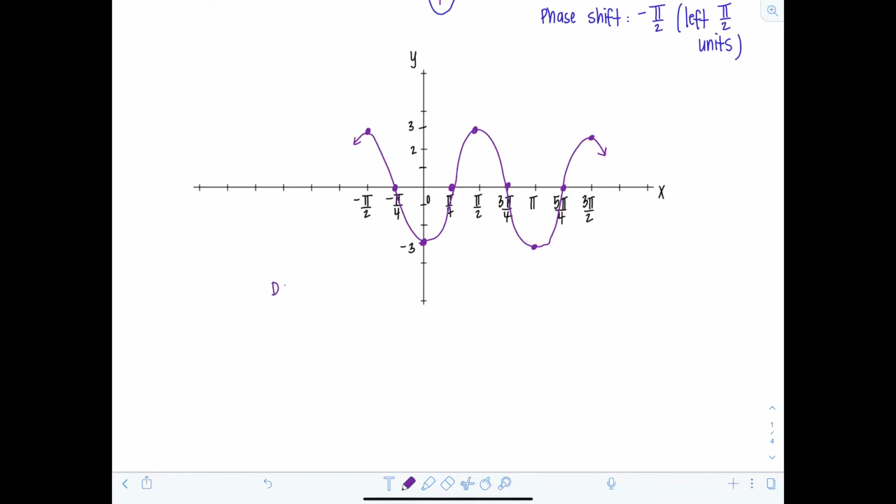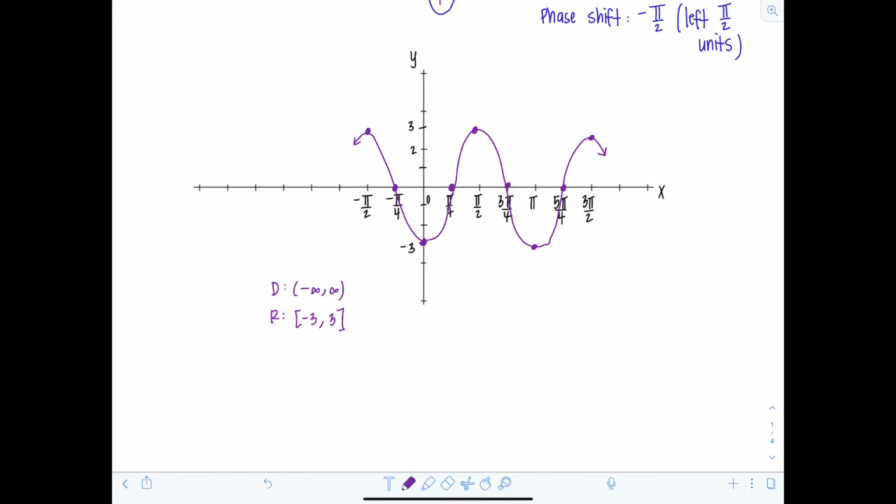The domain is going to be all real numbers, negative infinity to infinity, and the range, well, the min value that the graph takes on is -3, and the largest value it takes on is +3. And I include both those points because the function actually equals 3 and -3.